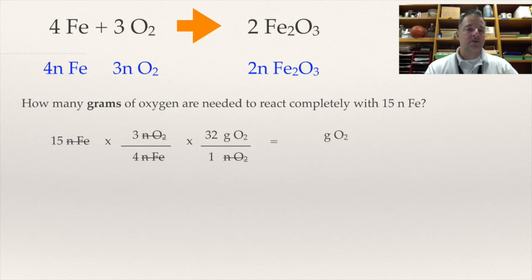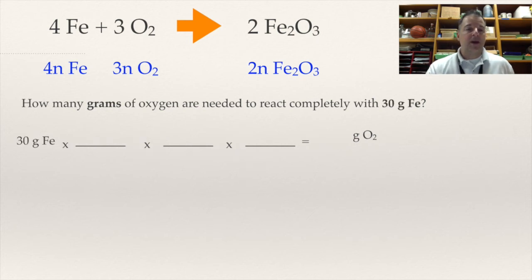We can see that our units of moles of O2 cancel. We're left with grams of O2 as our units. So now we're going to do the math. 15 times 3 times 32 divided by 4 should give us about 360. So we can expand this a little bit and say, what if we wanted to find out how many grams of oxygen are needed to react completely with 30 grams of iron? So now we're starting with grams of iron instead of moles of iron. So our given information is 30 grams of iron, and what we want to find out are grams of O2.